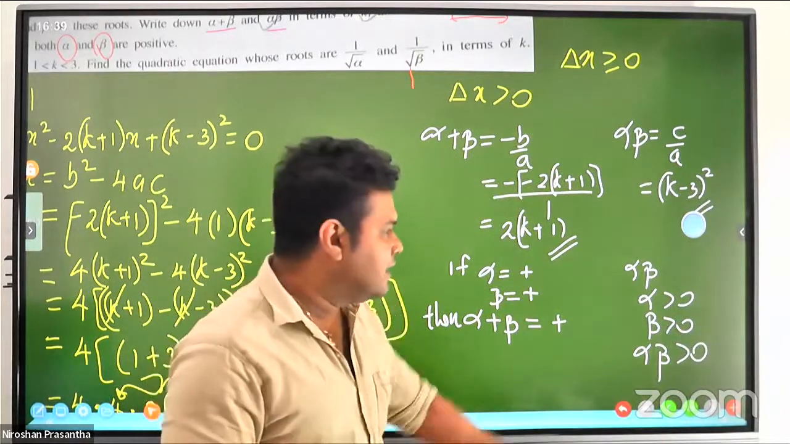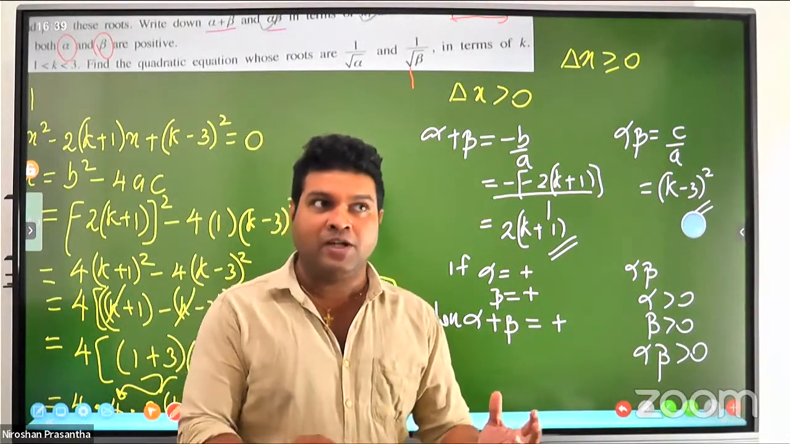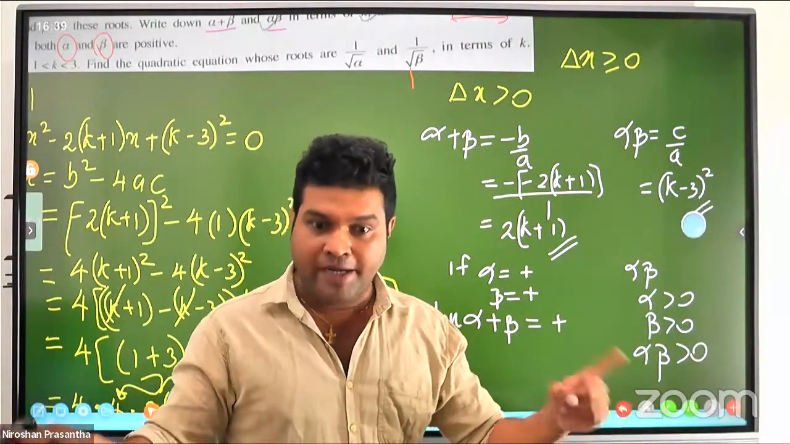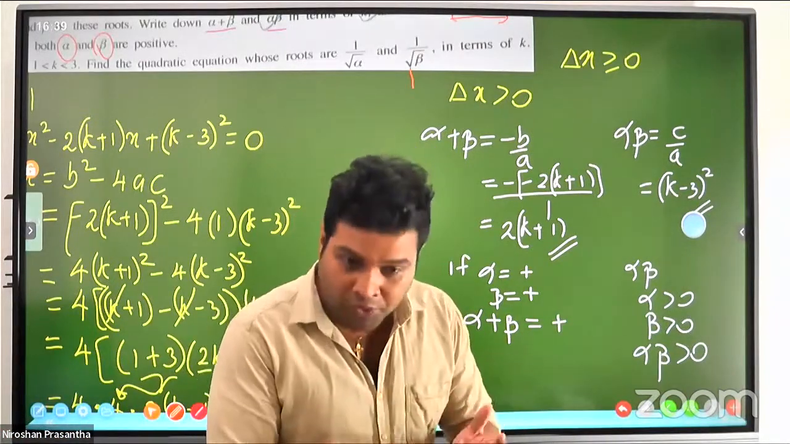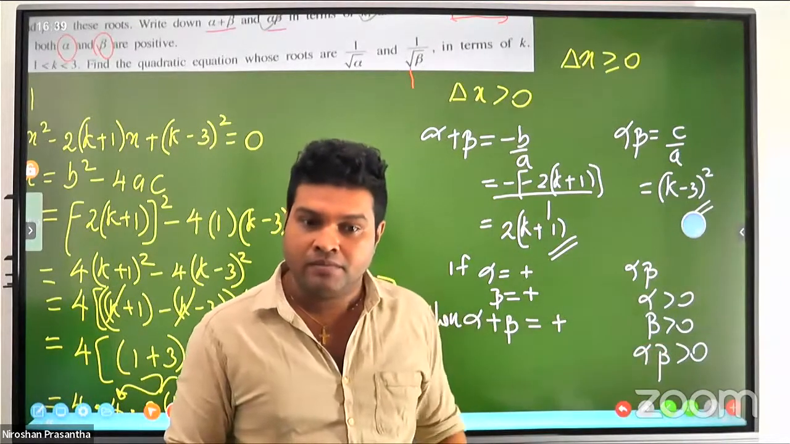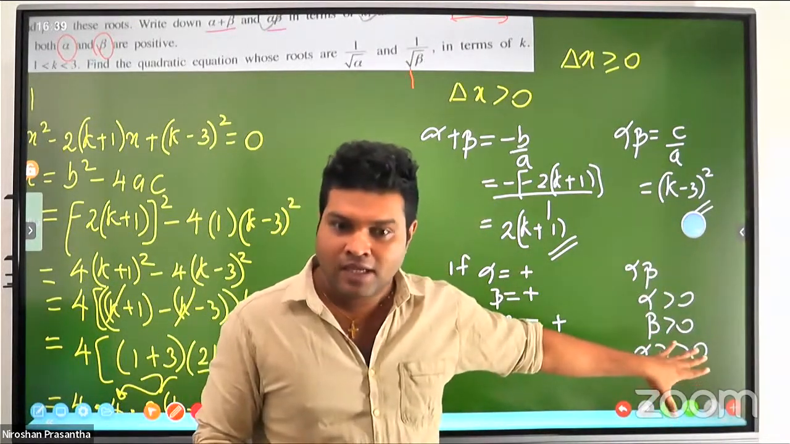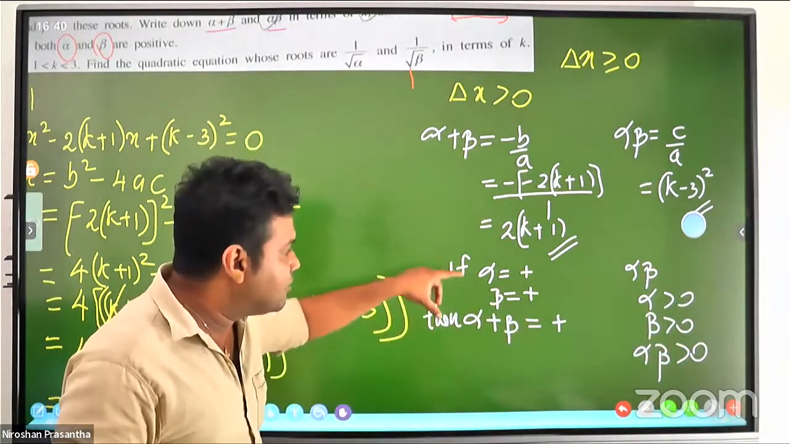If alpha positive, if beta positive, then alpha beta should also be positive. But we cannot get this kind of reason. The product can be positive even when the two roots are negative. You know that minus times minus becomes positive. If alpha is -3 and beta is -2, then a positive result comes. Therefore, we cannot consider this case. By means of this case, we cannot realize. Therefore, we have to come to this.